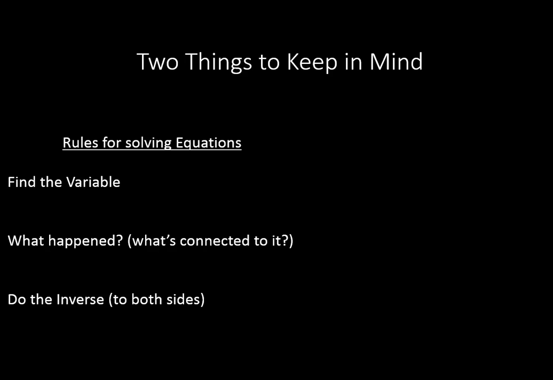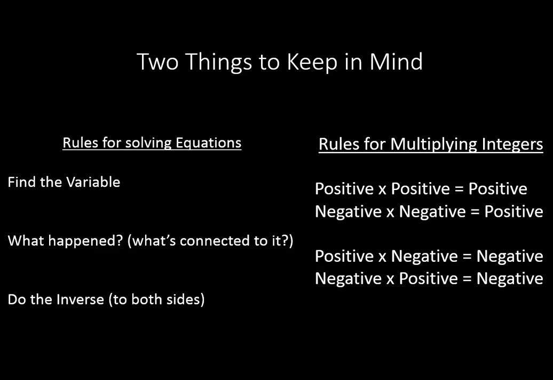So keep in mind two things. One, our rules for equation solving. Find the variable, ask what happened or what's connected to it, and then do the inverse to both sides of the equation. Also keep in mind the rules for multiplying. Positive times a positive is a positive, negative times a negative is a positive, and positive times a negative or negative times a positive will give you a negative. These are the same exact rules for division as well. So keep those rules in mind.